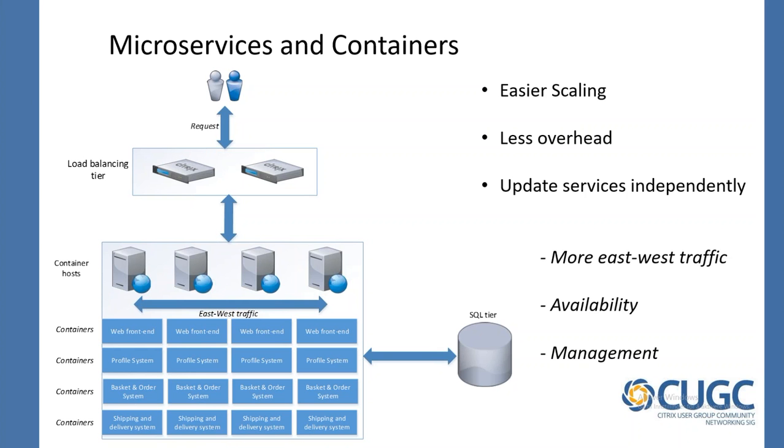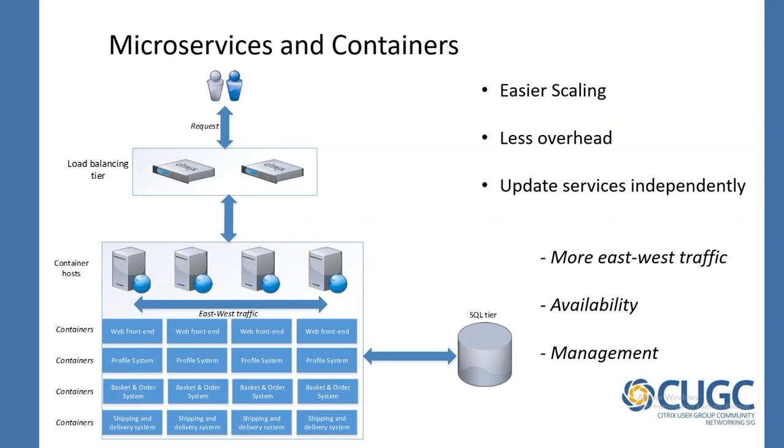Now, the problem with this approach is that we're getting a lot more east-west traffic inside the data center. In my previous slide, when we had all the different modules installed on the same web server, they could communicate internally on the same virtual machine. But in this case, they're split out into different containers. They have their own IP stack, and they need to communicate with each other. So when a user goes into the catalog, browses something, and adds it to the shopping cart, that web front end needs to communicate with the profile system, and so on.